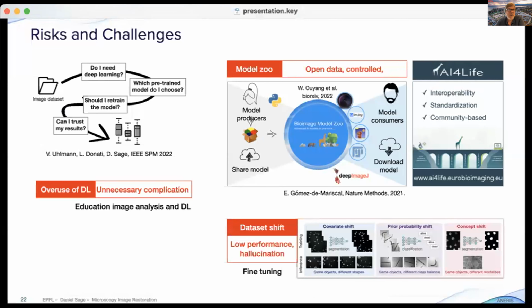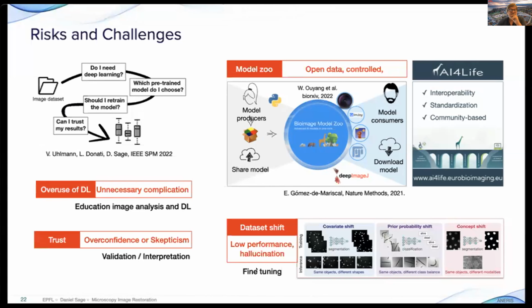Another question, if you do not find your model: maybe you have to think about retraining the model. In that case, we speak about fine tuning. If you take a model that already exists, but it's not exactly the one you want, you can specialize the model with your own data to avoid what we call dataset shift, and to avoid low performance and hallucination. That's what we call fine tuning. That obviously requires less data.